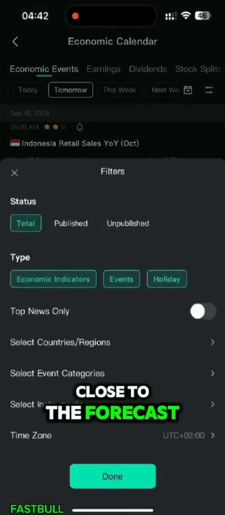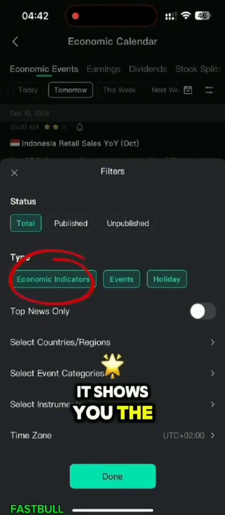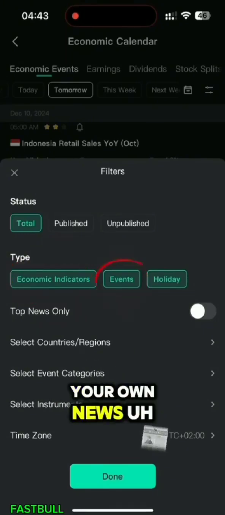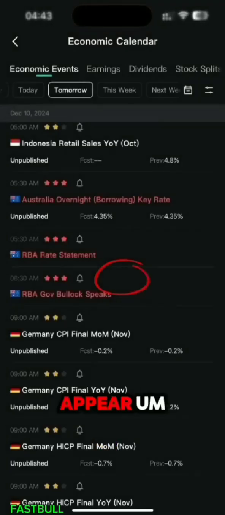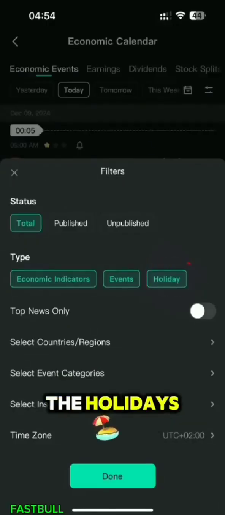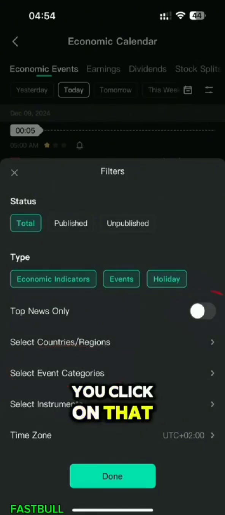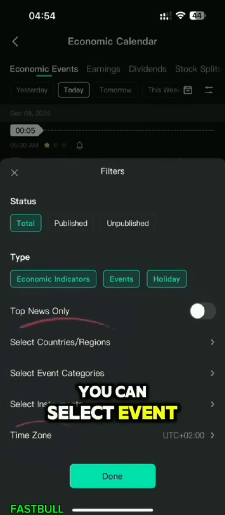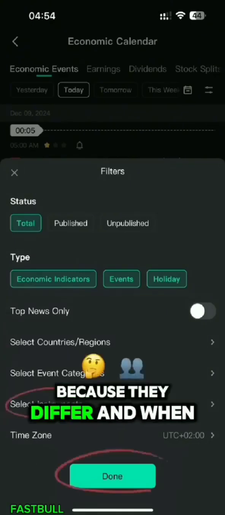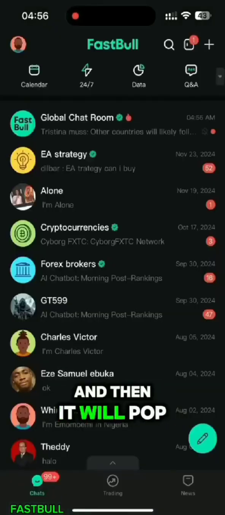When you click to the top right corner over there, it shows you the settings on how to set your own news. For example, this is how I want mine to appear: the economic indicators, the events, and the holidays. I want all that news. If you want top news only, you click on that, and you can select event categories, countries and regions, and also time zones because they differ. When you're done, you simply click on the done option and then it will pop right down.